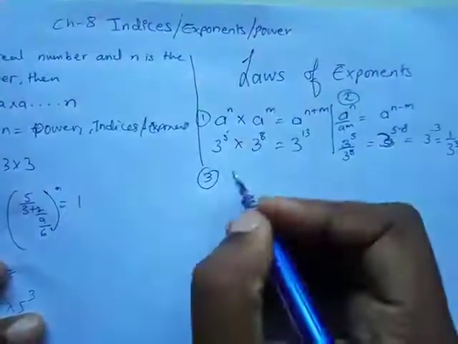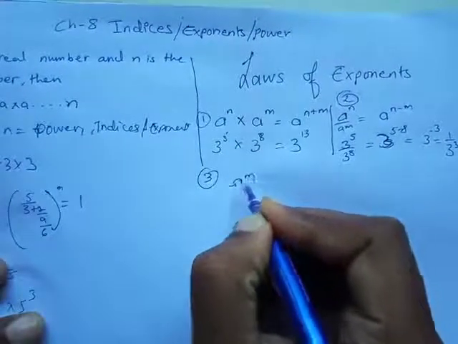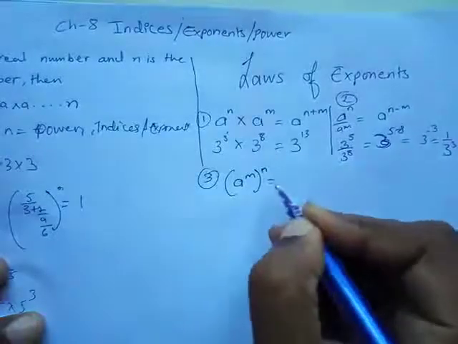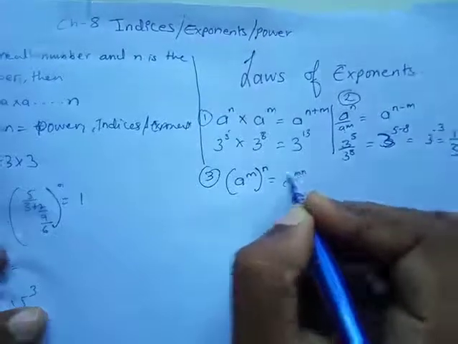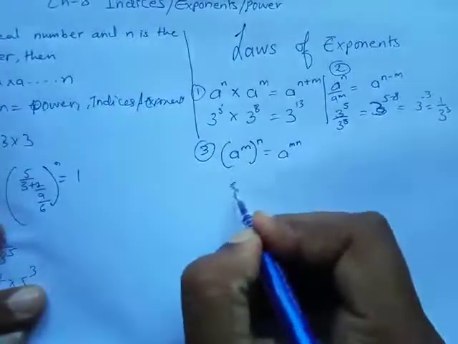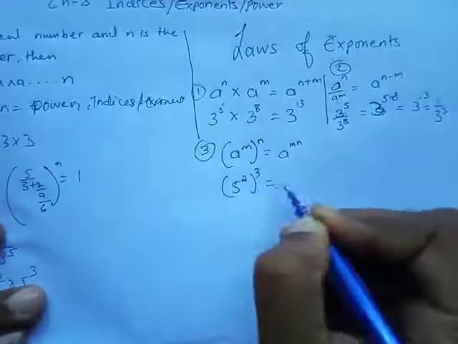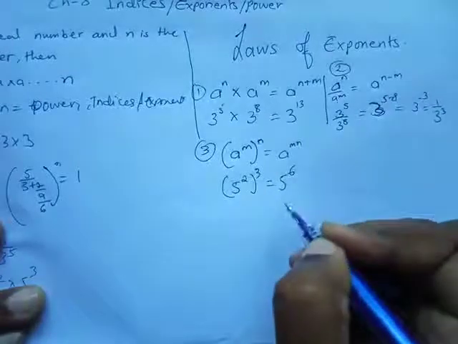Third formula says that if I have a base and I have a power, and there's another power that is outside the bracket, then both the powers get multiplied. So I can write a to the power m n. I'll give you a small example, like 5 to the power 2 and outside the bracket is 3. So it's automatically going to multiply and become 5 to the power 6.